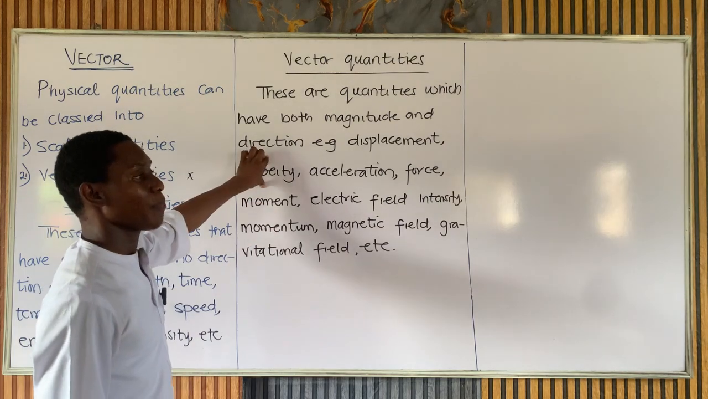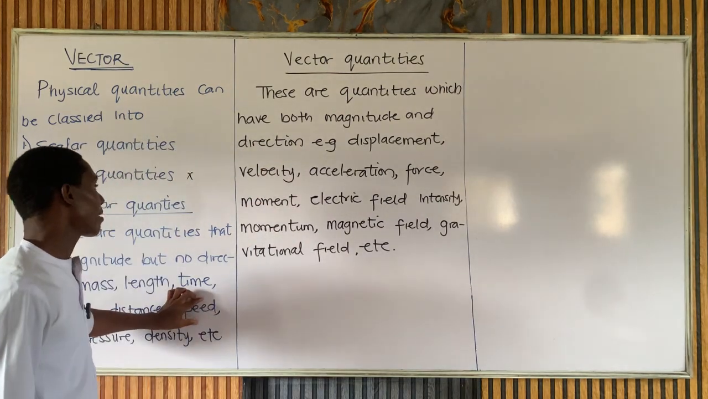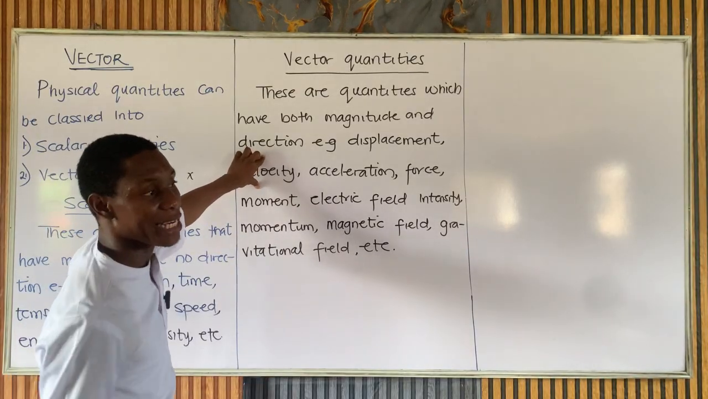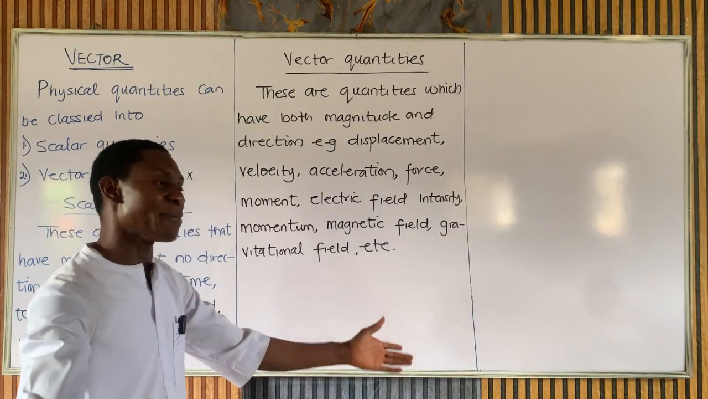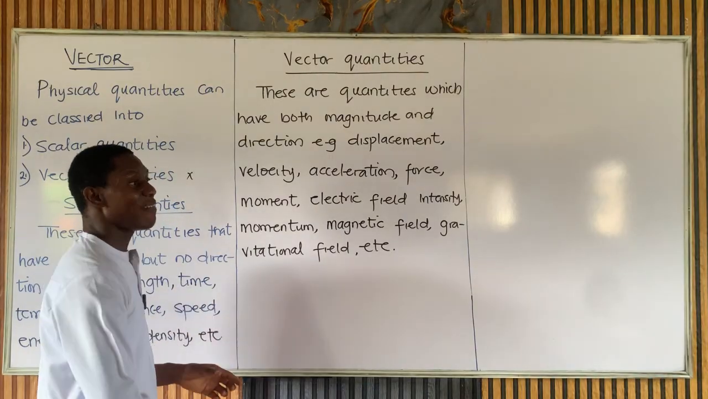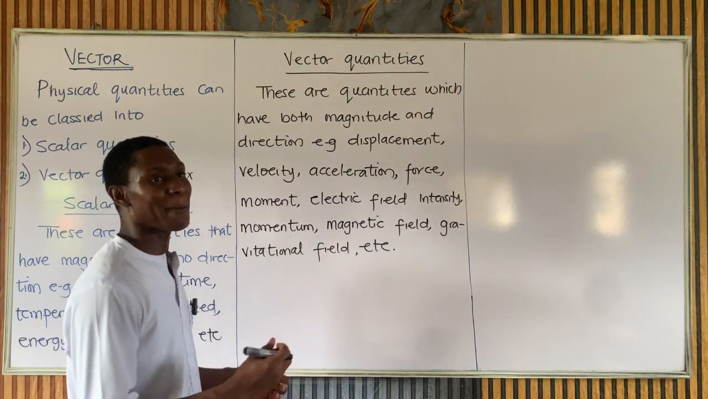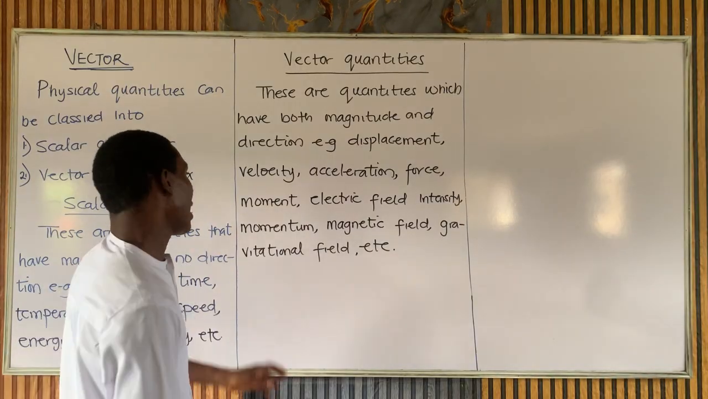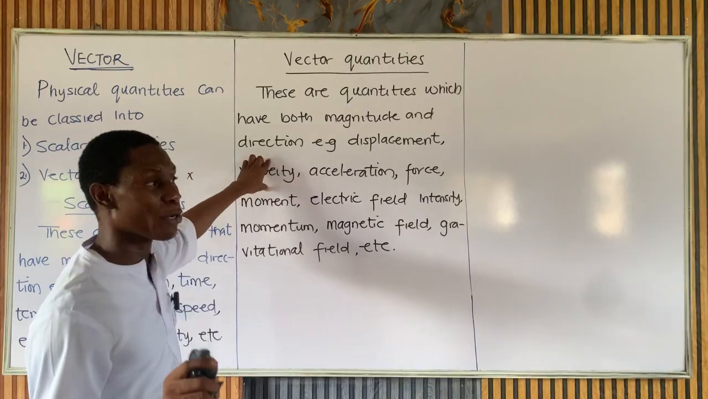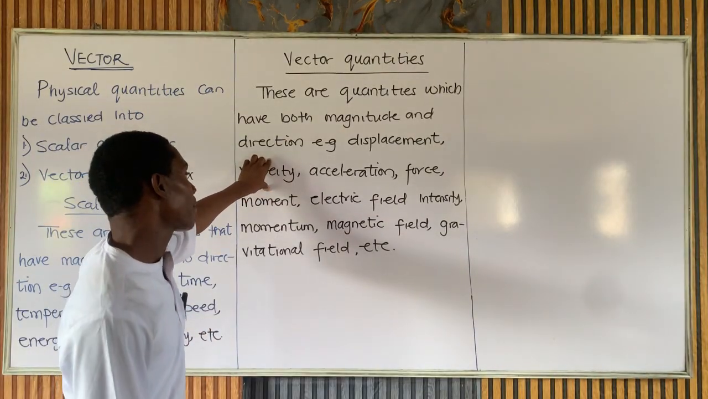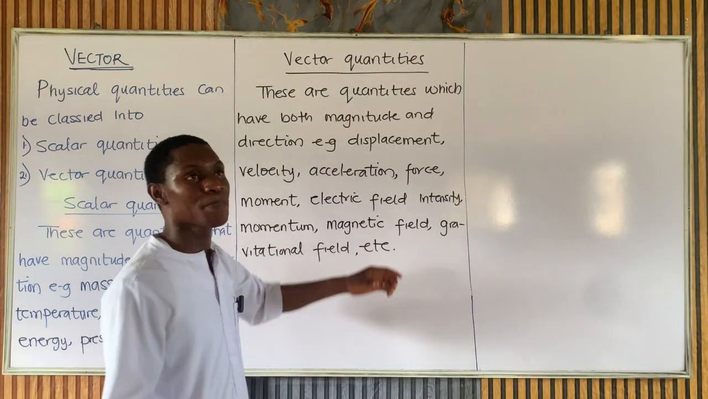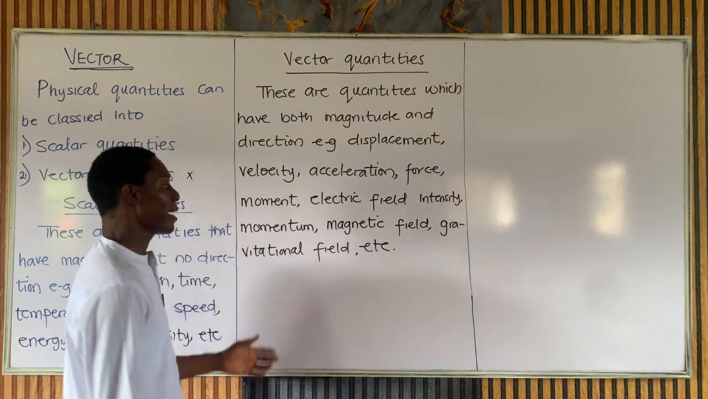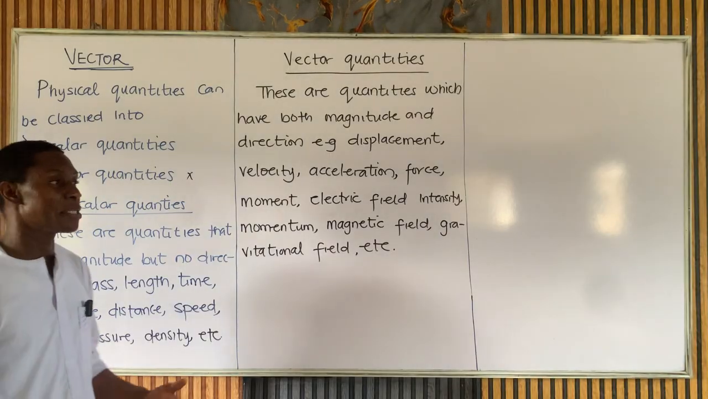Another one is velocity. Velocity is synonymous to speed in scalar. Velocity means speed in a particular direction. When I say the speed of this car is 20 meters per second, that's just speed. If I say the speed of this car is 20 meters per second to the right, to the left, to the north, to the south, you are putting direction to the speed, then it becomes velocity and no longer speed, because you now have direction to that speed. Now we have also acceleration under vector quantity. We have force, moment, electric field intensity, momentum, magnetic field, gravitational field, etc.